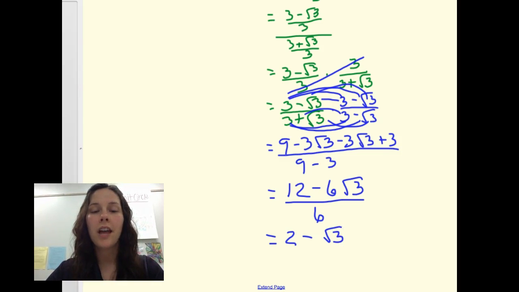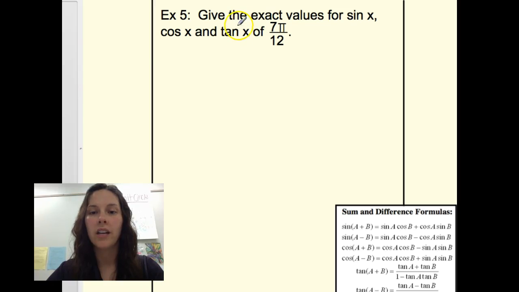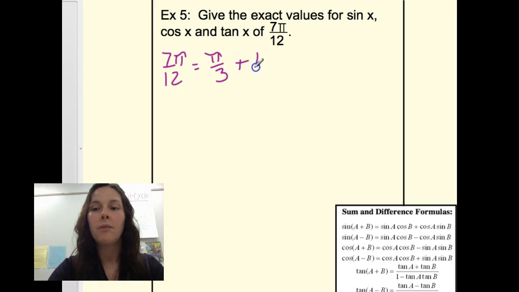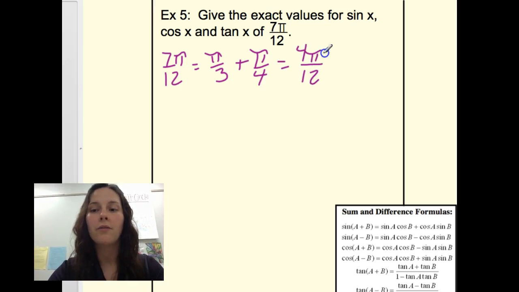We're going to take a look at one more, this time in radians. And I will try to do this a little bit more quickly since we've already seen an example. This time we need to recognize that 7 pi over 12 is pi over 3 plus pi over 4. So you've got to be really good with your fractions. These both have a common denominator of 12. So this is really 4 pi over 12 plus 3 pi over 12.